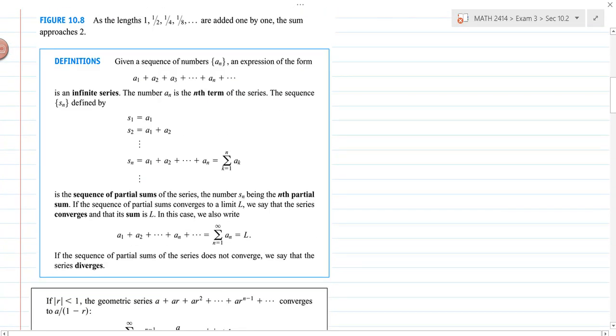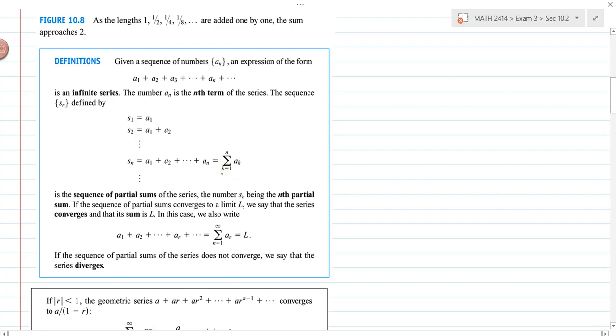So given a sequence of numbers, an expression of the form a sub 1 plus a sub 2, and so forth and so on, is an infinite series as long as it's going off to infinity. You're adding an infinite number of terms together. The sequence defined by the partial sums is going to be equal to the sum k equals 1 to n of a sub k, where n would be the nth partial sum.